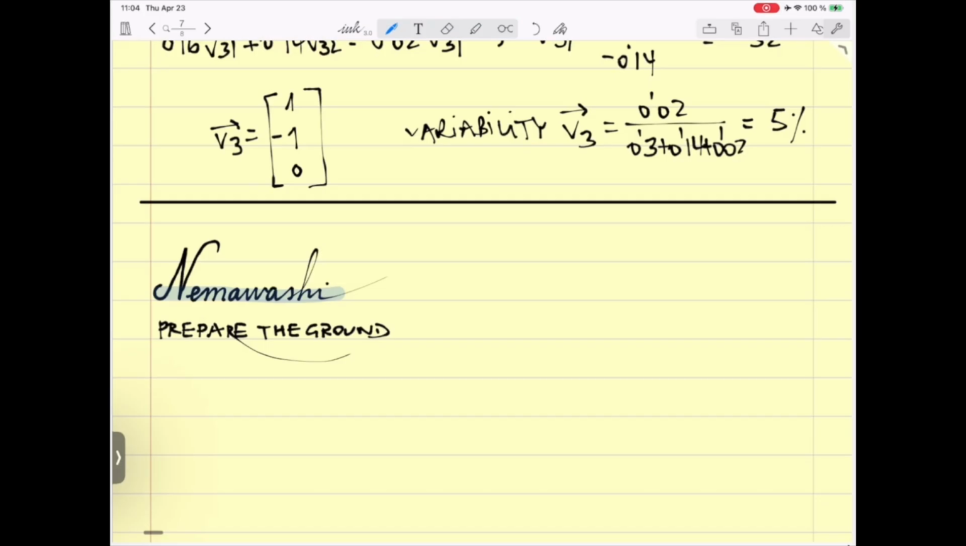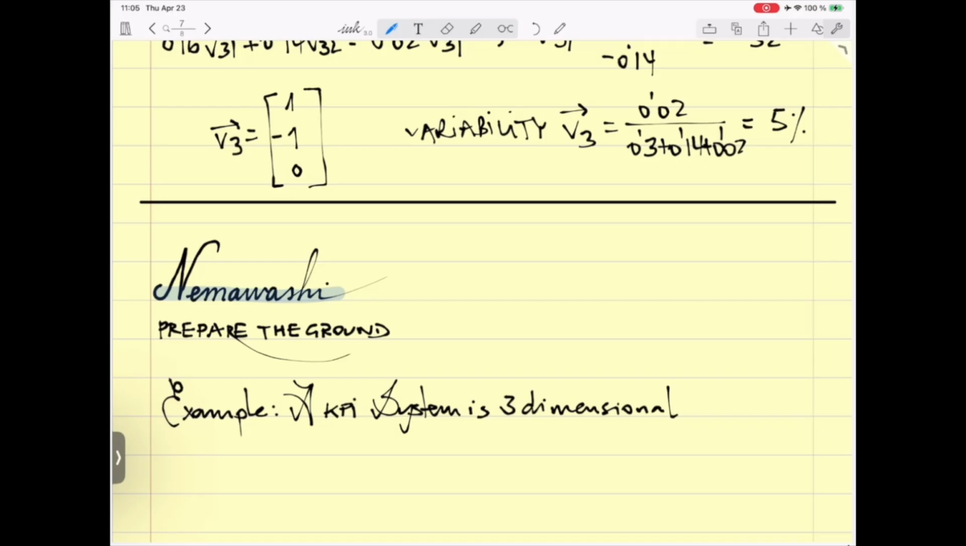So hello again, we are going to continue the lecture with a new method called nemawashi. This is Japanese, means to prepare the ground. This method visualizes the dynamics of the organization through its KPIs, okay? So it's a visualization method. And the best thing is to explain it with an example. So in the example, a company or a KPI system is three-dimensional and has following data.